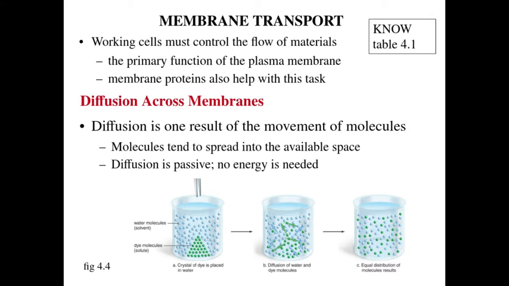And diffusion is a passive process. That means it does not require any energy to happen. So no energy is needed. You need to know that. You need to know that diffusion is passive and that no energy is needed, okay? So what that's basically saying is ATP is not involved. You don't need any extra energy in order for that to happen. It just naturally happens. So no energy is needed for diffusion to happen.